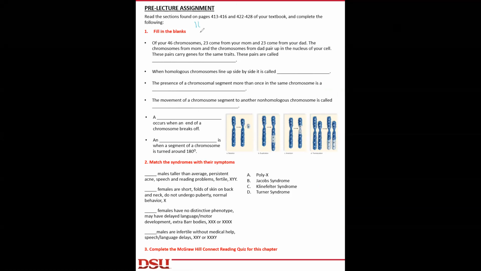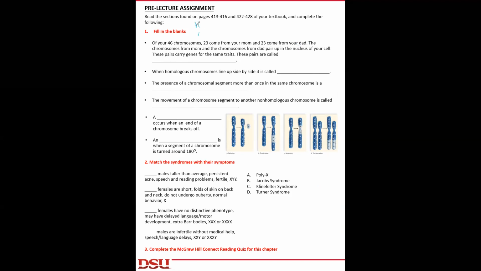You know, when I showed you that karyotype from the mitosis lecture, right? We've got 2 chromosome number 1s, 2 chromosome number 2s, 2 chromosome number 3s, 2 number 4s, and so on, right? Okay, so you get one of these from mom and you get one from dad, right? So this is what this question is referring to. These pairs right here, one from mom, one from dad, they are called homologous pairs.